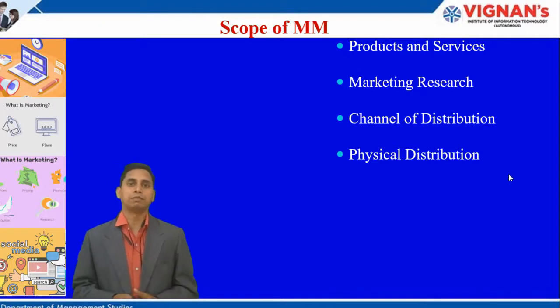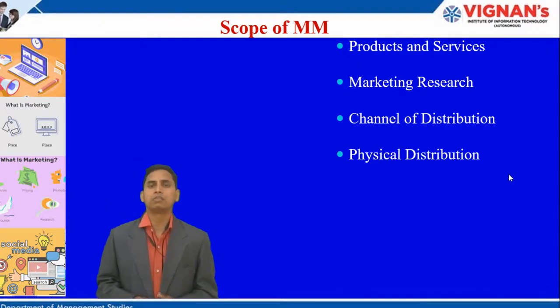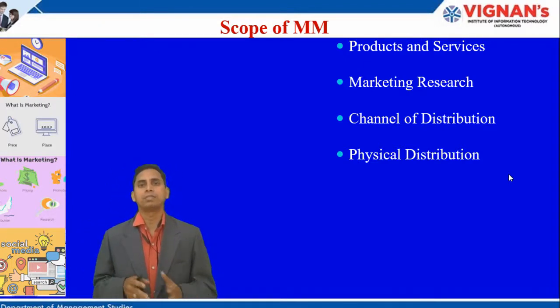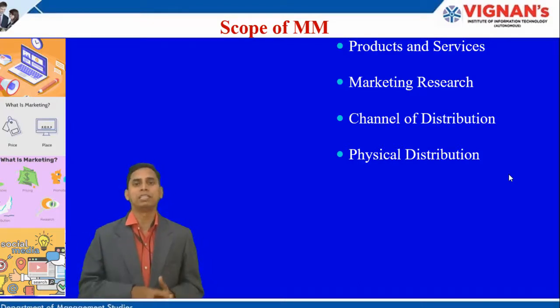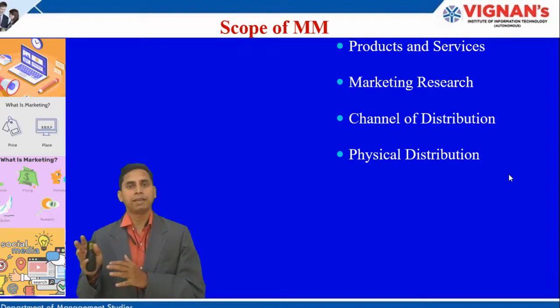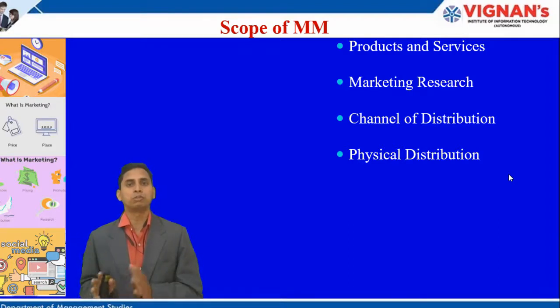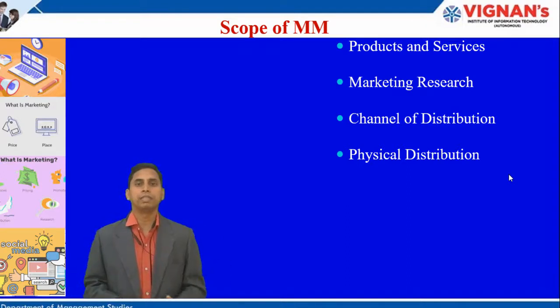And then physical distribution. Even for the physical distribution of the product, marketing management is going to help, because there are various dynamics related to the physical distribution of the product from the factory where it has been produced till it reaches the customer. Marketing management ensures that also.